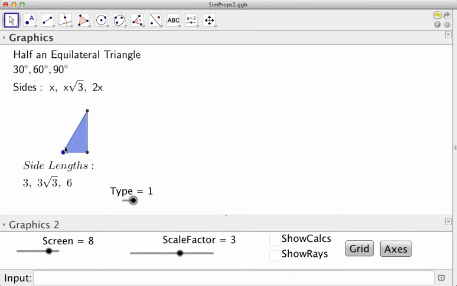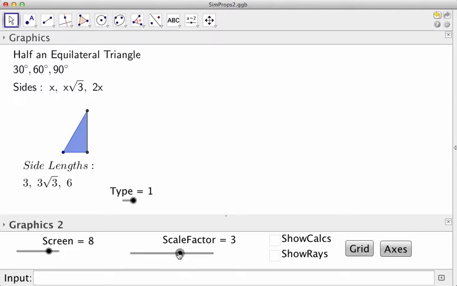So let's say that this side on the bottom is equal to x. This is half of the original side of the equilateral triangle, so that means that this side here is equal to 2x. Well, the side right here is equal to x times the square root of 3. So, for example, when x is 3, then the height of the triangle is 3 times the square root of 3, and the length of this side is 6.